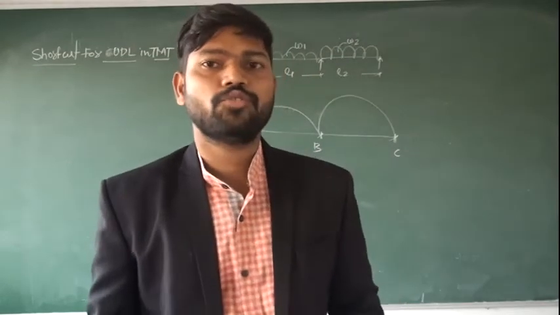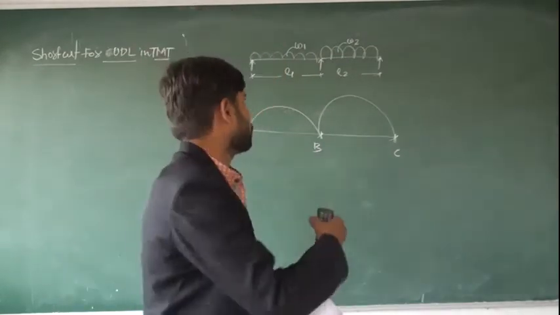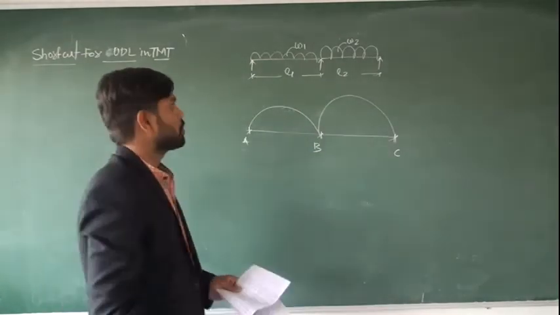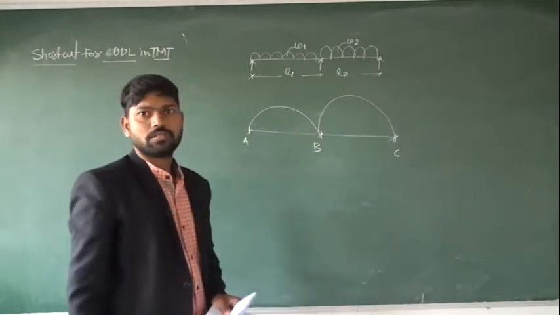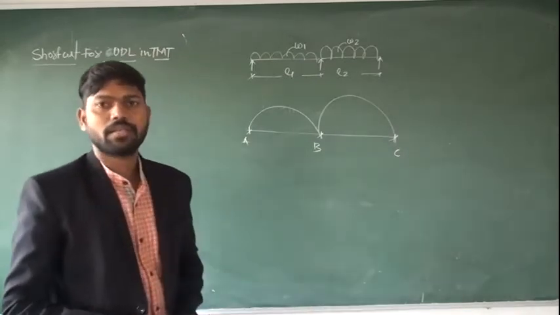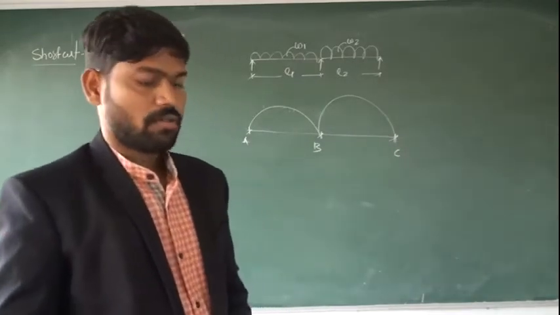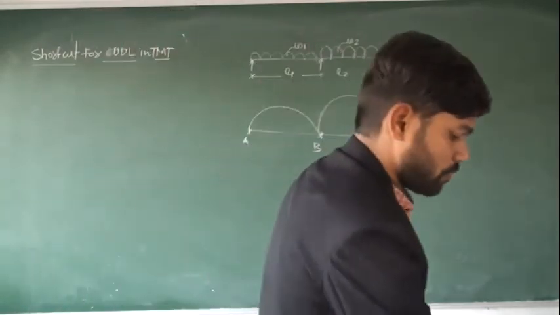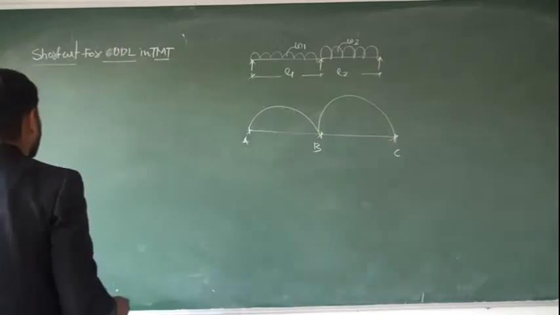UDL. If the uniformly distributed load is there, as shown in figure, for the two different spans of a continuous beam, but the intensity of both the UDLs is different. Now, how will you find the term 6a1x1 divided by L1 plus 6a2x2 divided by L2 in the three moment theorem?